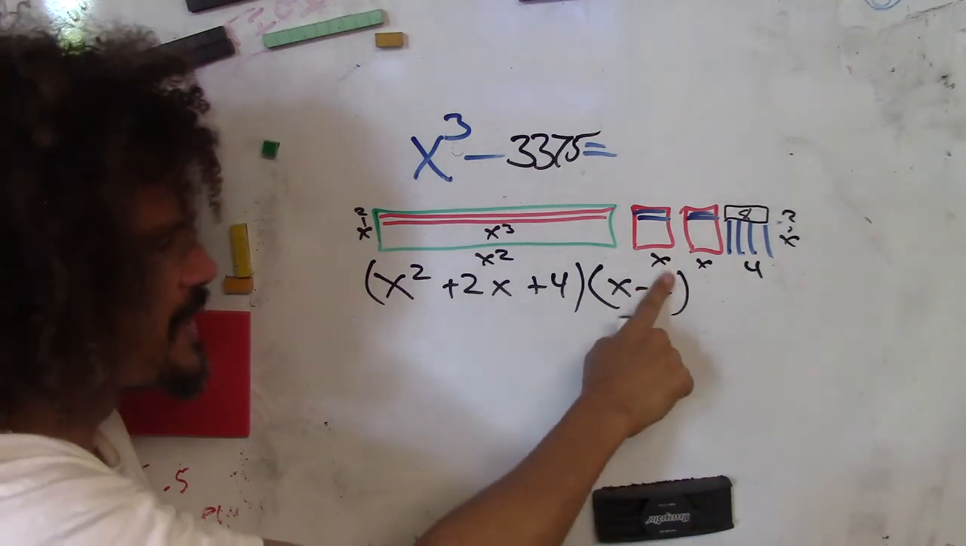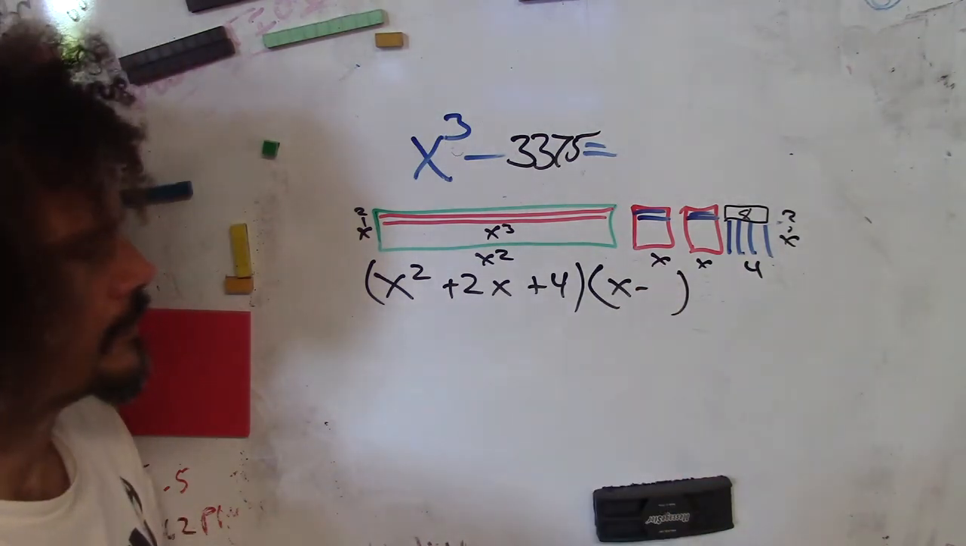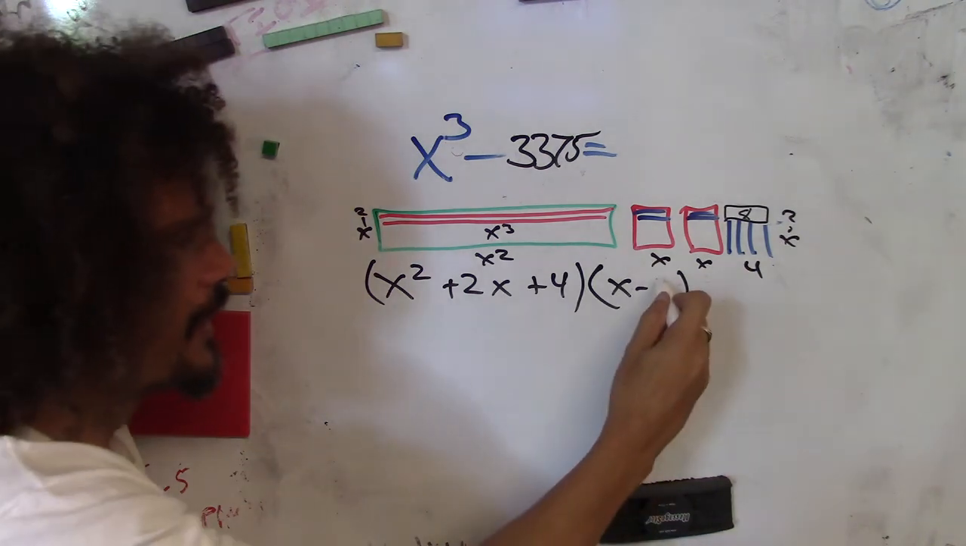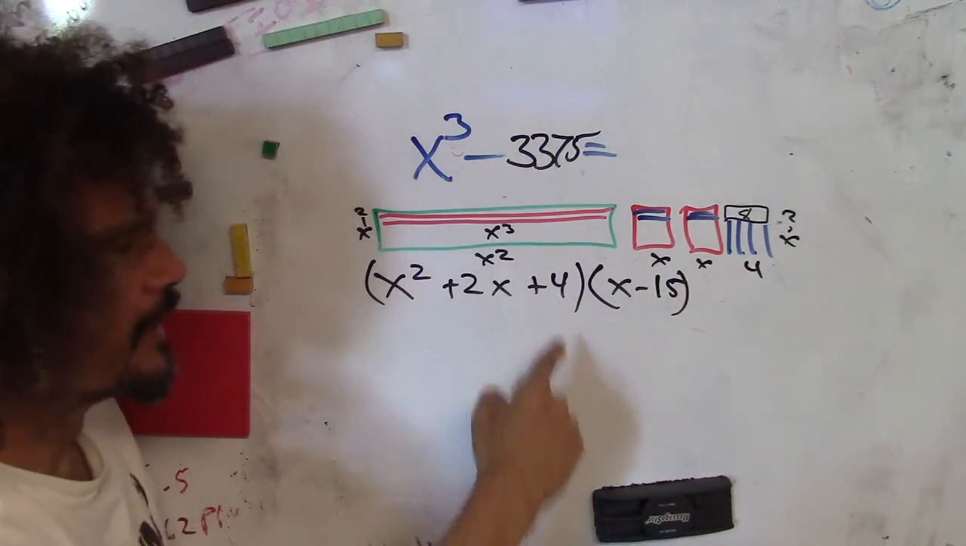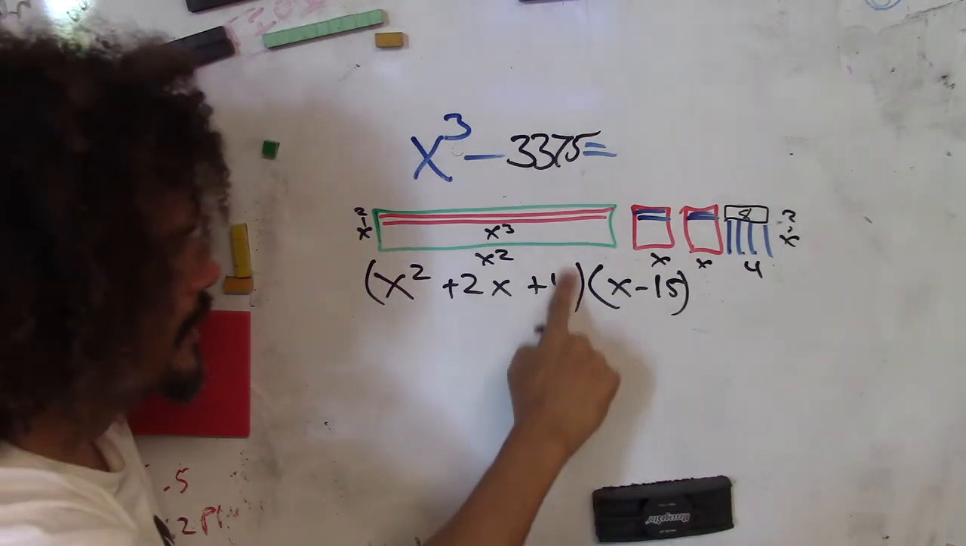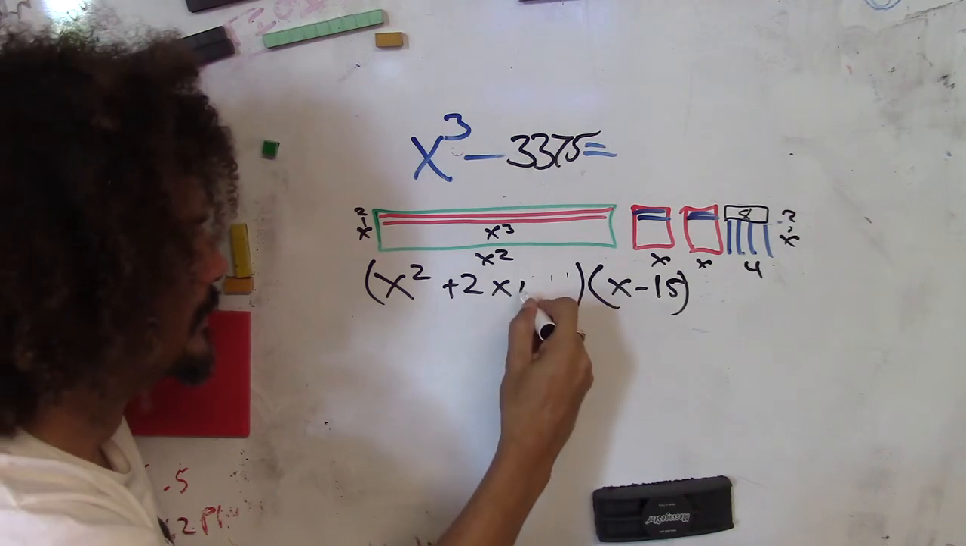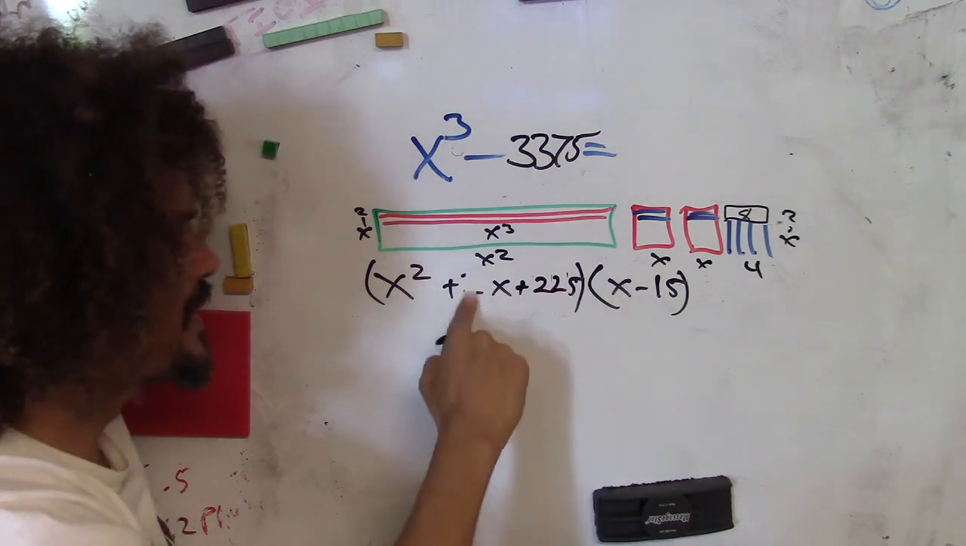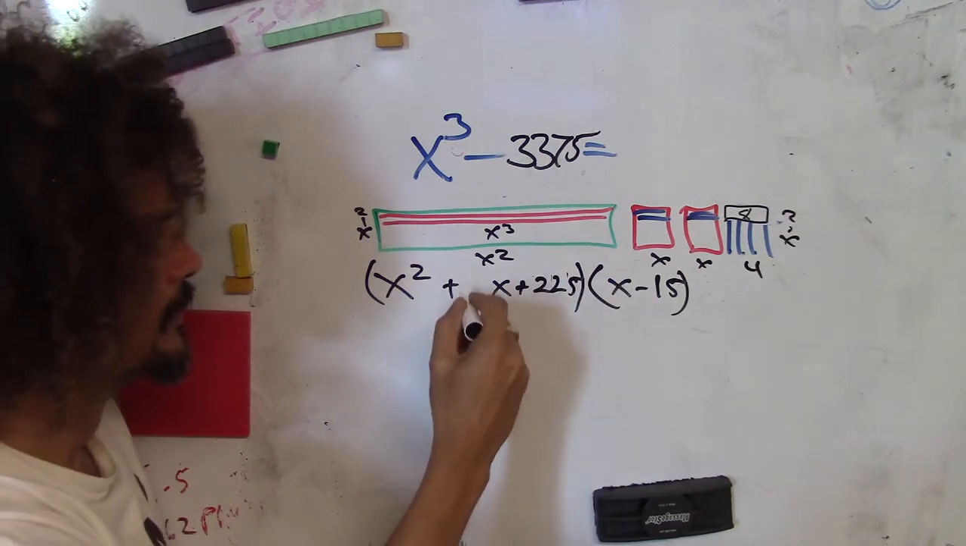So what's this gonna be? What's this gonna be over here? That's gonna be a minus 15. There you go. That's easy. What's this gonna be over here? That's gonna be 225. What do you know? What's this gonna be over here? 59.